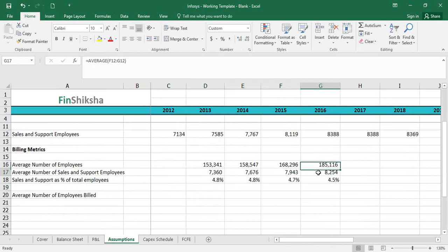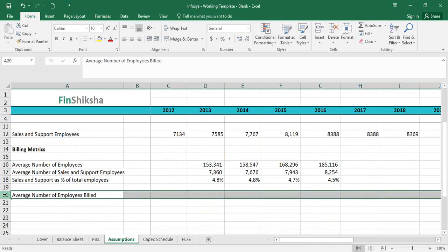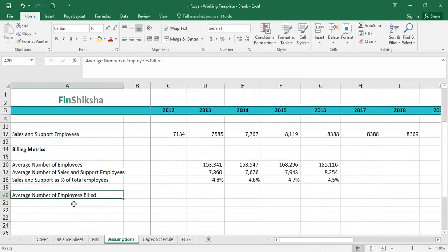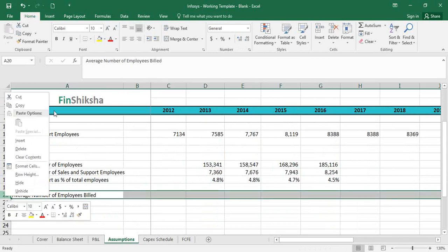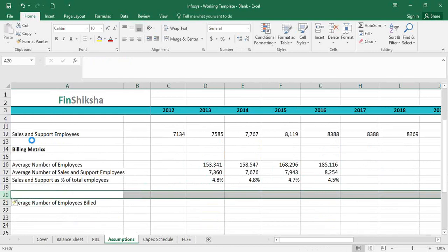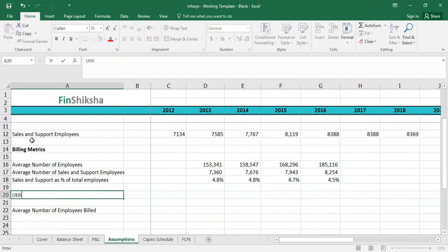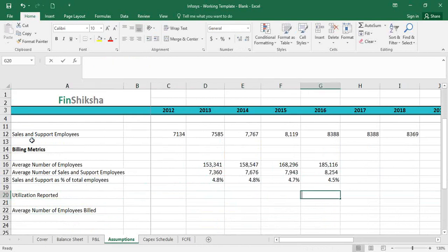The remaining ones are getting billed, right? So I can now introduce a row which says what is the reported utilization number. So we can put in a number called the utilization reported, and this number was 75% this year, 74.6% the last year. Where can we get data earlier than this?